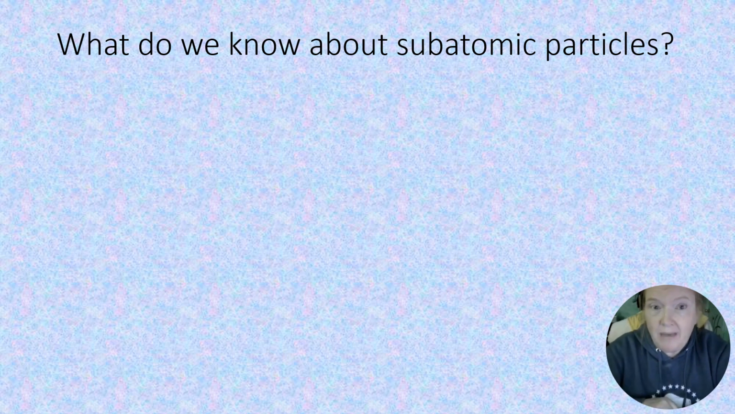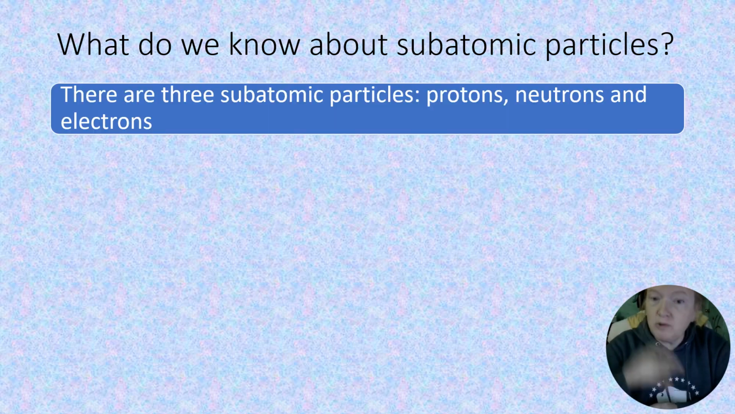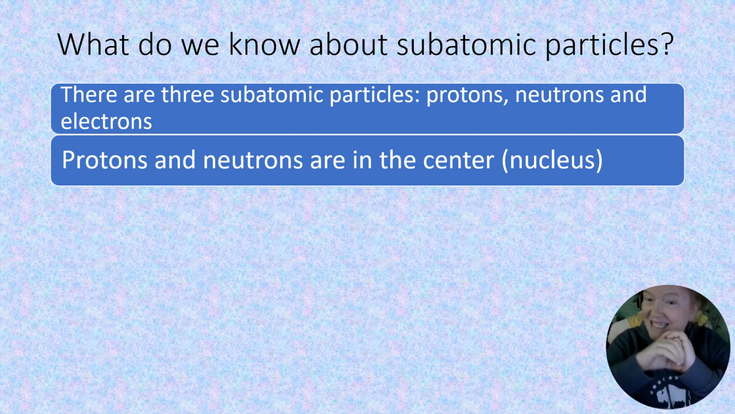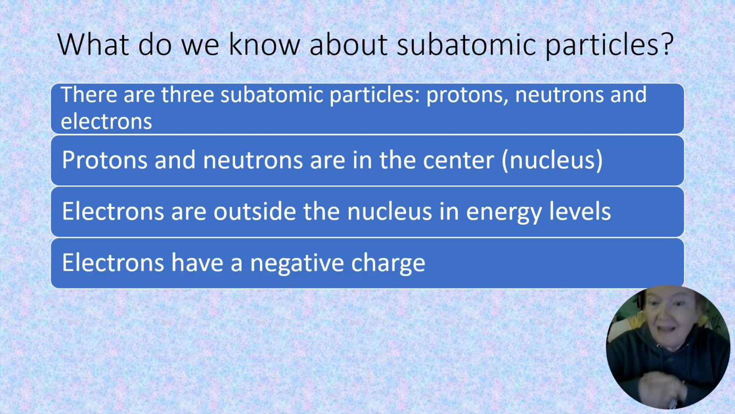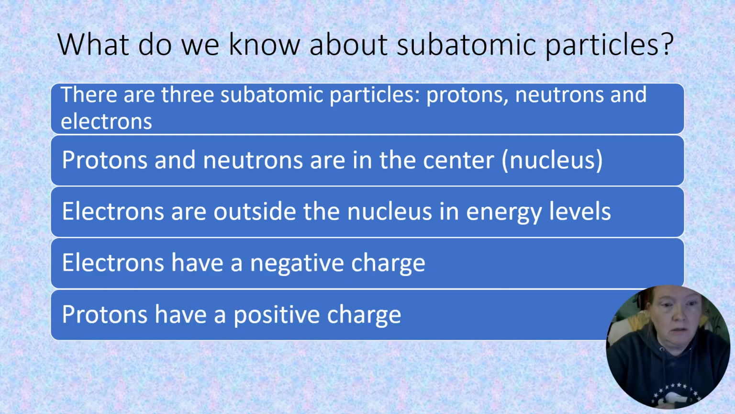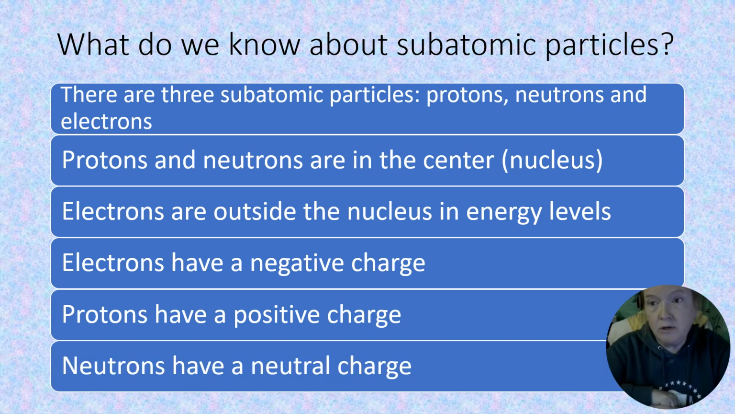Okay, so now let's review subatomic particles. What do you know about subatomic particles? So subatomic particles, remember, that means inside atoms. So what do you remember? Okay, so there are three types of subatomic particles. We have protons, neutrons, and electrons. Protons and neutrons are in the center, called the nucleus of the atom. Electrons are outside the nucleus in energy levels. Remember when we looked at the Bohr models? Electrons have a negative charge. Protons have a positive charge. And neutrons have a neutral charge.